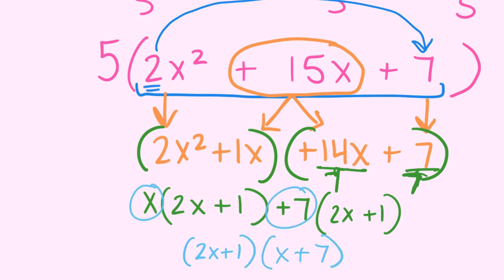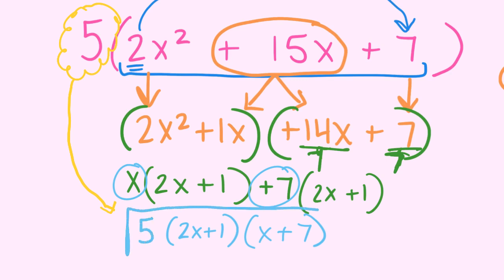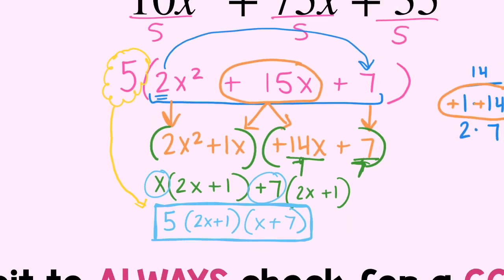But keep in mind, we actually have one more factor that we kind of forgot about, and it's up here. It's this 5 on the outside. So you can't just get rid of that. I'm going to make sure I bring it down. So I'm going to bring the 5 all the way down and put it next to these parentheses here. And then this would be our final answer. This would be completely factored. So we've got the GCF on the outside, and then we've got our 2 factors in parentheses. So this is basically what we're doing today.